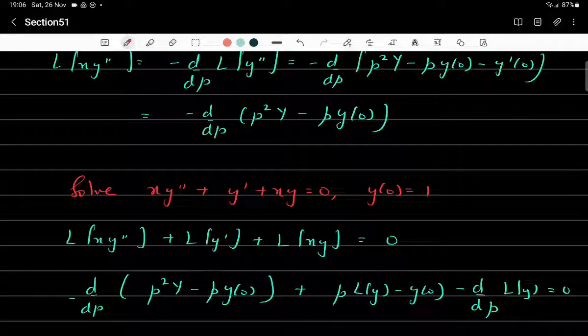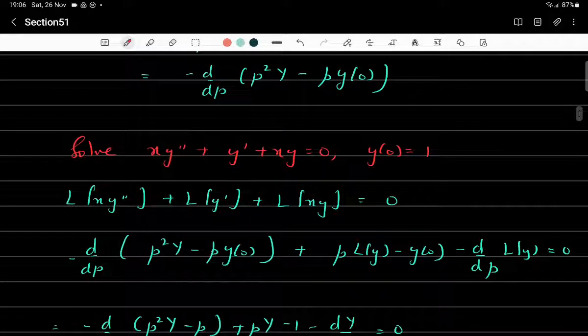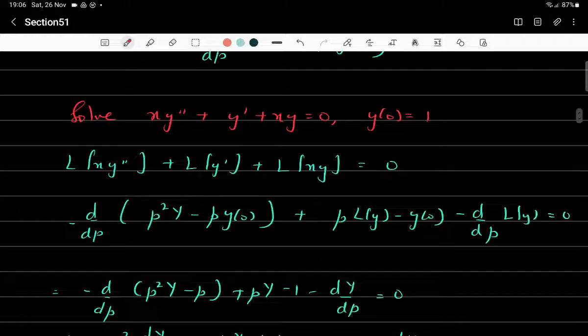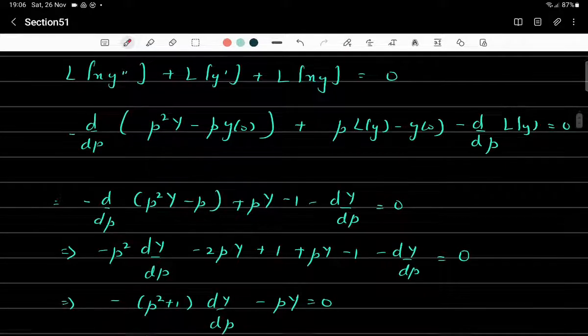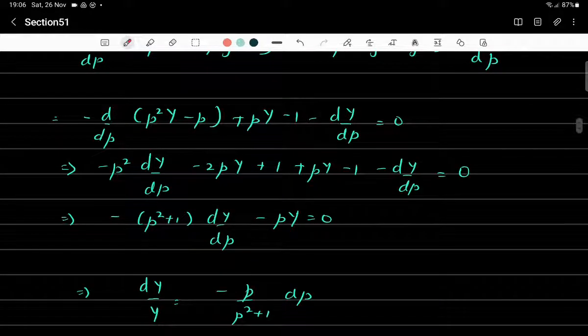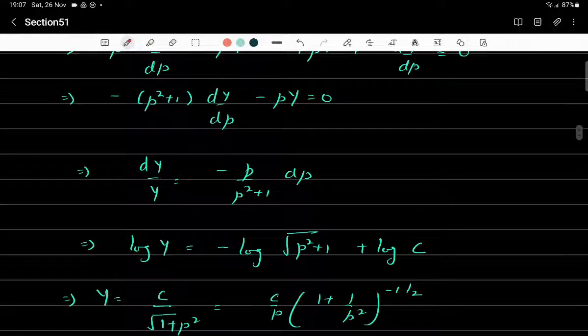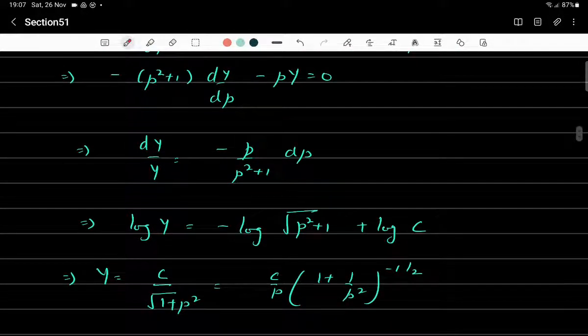Yes, substitute all the values and see how it simplifies. I'm not going into detail, but if you substitute all the values and simplify, it easily gets transformed into a first order differential equation. If I use the variable separable form, then I will get capital Y, which is Laplace of y, equal to c by root 1 plus p square. If I take 1 by p outside, it would be c by p times (1 plus 1 by p square) raised to the power minus half.